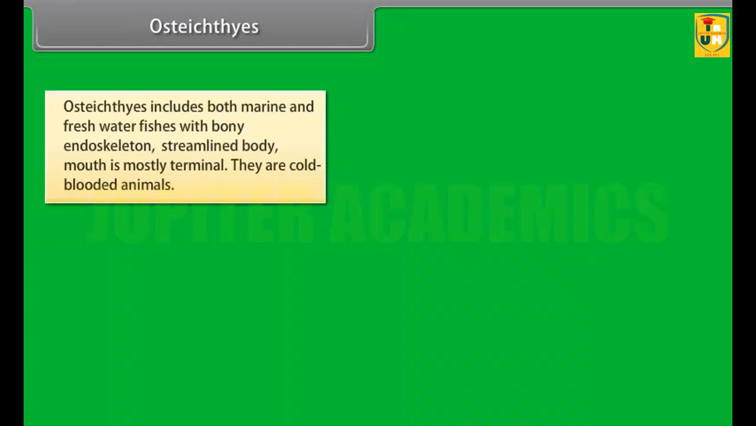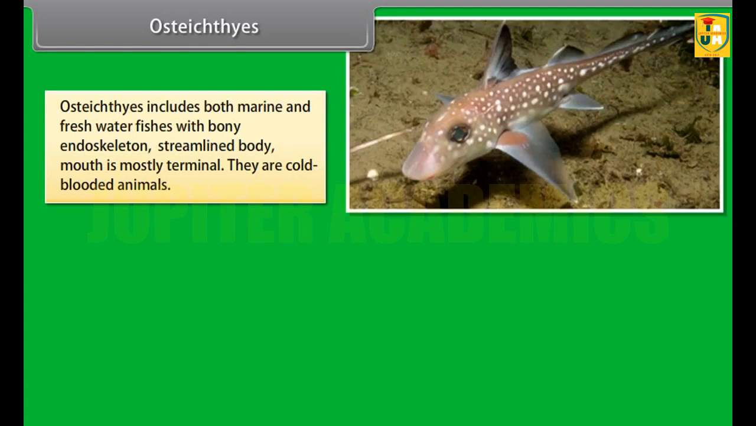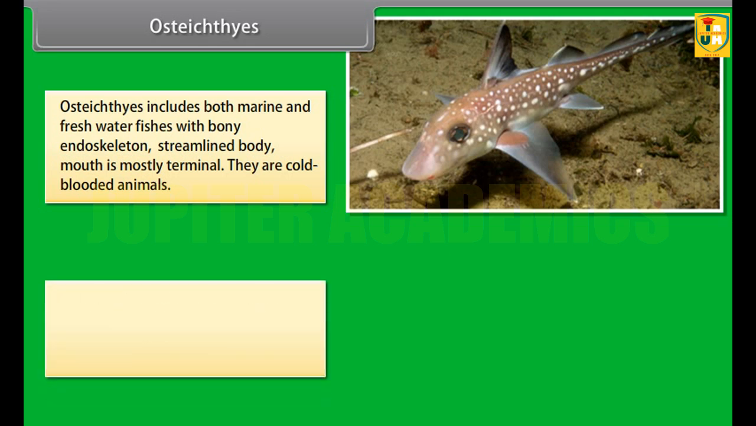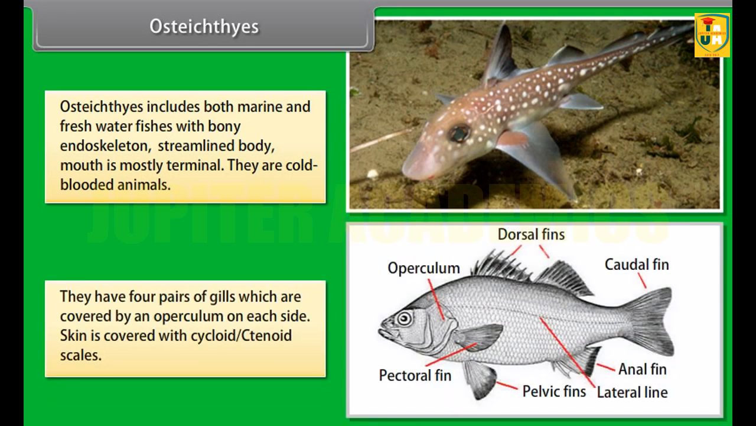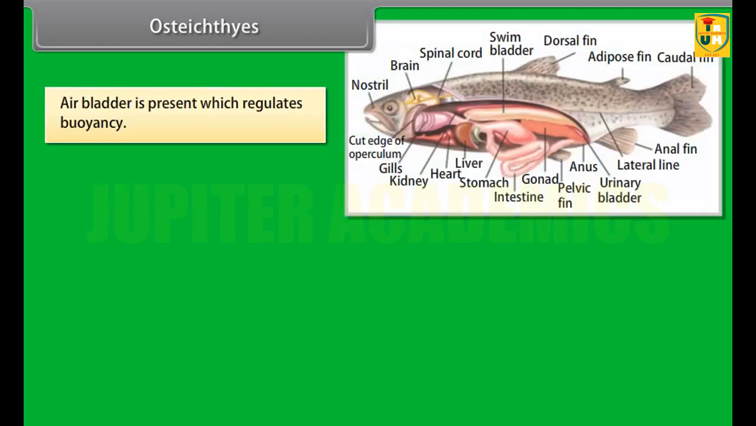Osteichthyes. Osteichthyes includes both marine and freshwater fishes with bony endoskeleton, streamlined body. Mouth is mostly terminal. They are cold-blooded animals. They have 4 pairs of gills, which are covered by an operculum on each side. Skin is covered with cycloid, ctenoid scales. Air bladder is present, which regulates buoyancy.